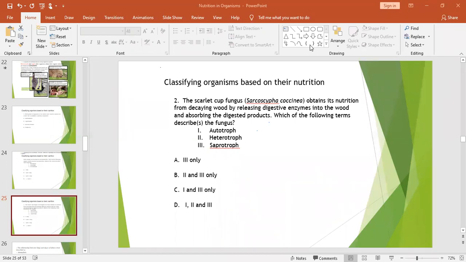The scarlet cap fungus, Sarcoscypha coccinea, gets its nutrition from the digestive enzymes and absorbing the digested products. Which of the following terms describes the fungus? 1. Autotroph. 2. Heterotroph. 3. Saprotroph.